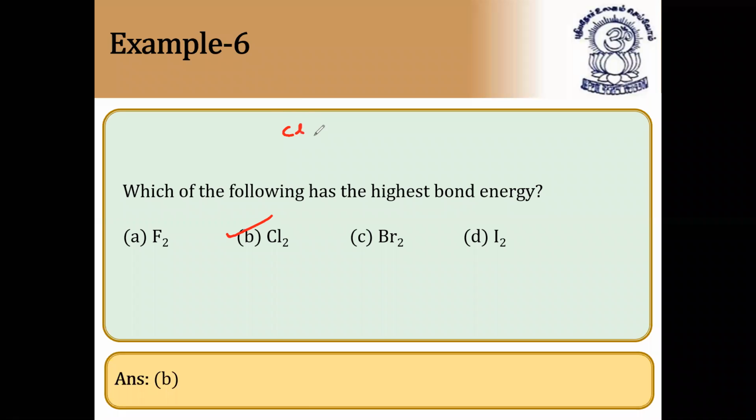Again, I'm writing chlorine greater than bromine, greater than fluorine, greater than iodine. Weakest bond energy is iodine, next is fluorine, next is bromine, next is chlorine. So this is the answer. I hope it's clear. This order is very important, so many times it has been asked in competitive exams.